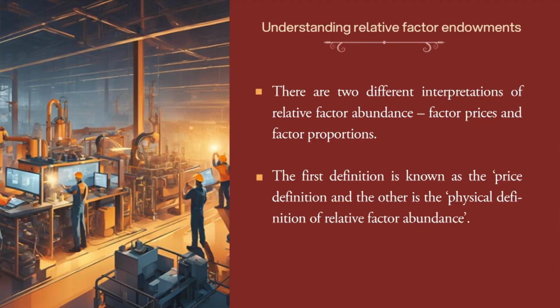So, regarding the term factor endowments, there are two different interpretations of relative factor abundance. One based on factor prices and the other based on factor proportions. The first definition, that is relating to the factor prices, will be called the price definition, and the other definition will be called the physical definition of relative factor abundance. Now, factor endowments is followed by another core term, that is the factor intensities.